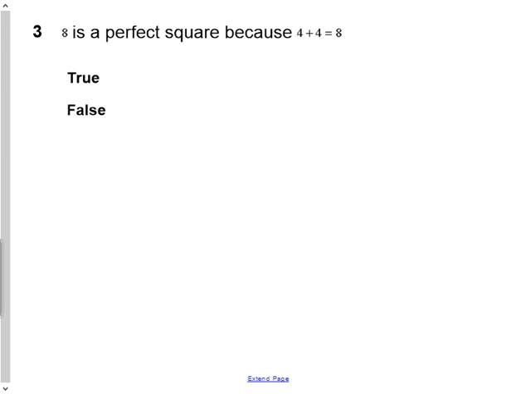Question 3, 8 is a perfect square because 4 plus 4 equals 8. The answer is false. In order for it to be a perfect square, it must be the product of two numbers, not the sum of two numbers. And you can gauge whether or not they had something like that, but in order for a perfect square to be a perfect square, there must be a number that multiplies by itself to give you a number. And since there is no number that multiplies by itself to give you 8, it is not a perfect square. Adding two numbers together that are the same is not how you get a perfect square.